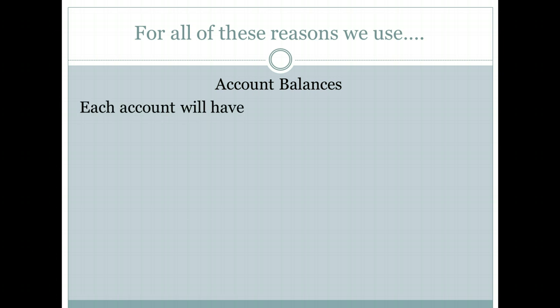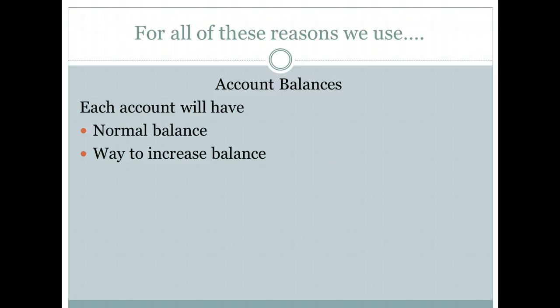Every account we use is going to have some key pieces of information. We actually talked about this a touch last week. It's going to have a normal balance side, and it's going to have a way to increase the balance of an account and a way to decrease the balance of an account.